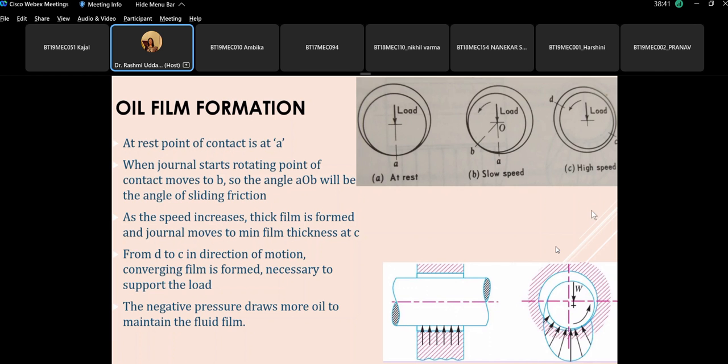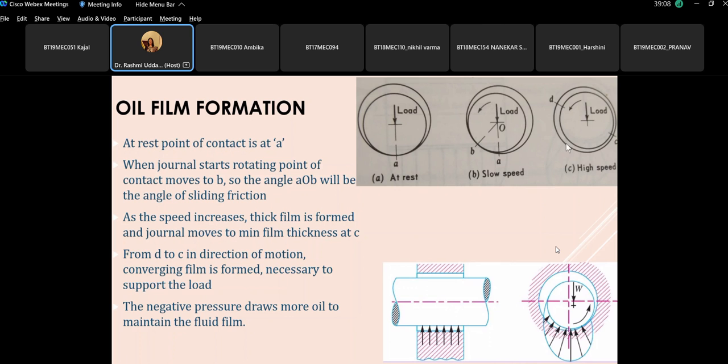Yeah. You were asking me why this pressure is minimum at the point of minimum film thickness. So it is the concept of this converging oil film where the pressure at the point of entrance is positive, it increases, it reaches its maximum somewhere here, and then it starts reducing and becoming minimum. So this is the negative pressure.